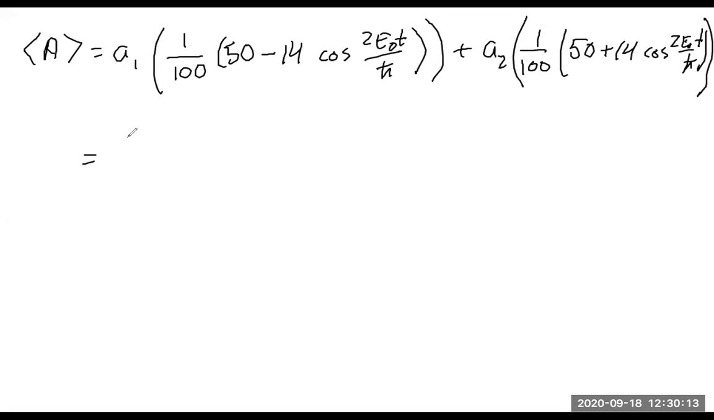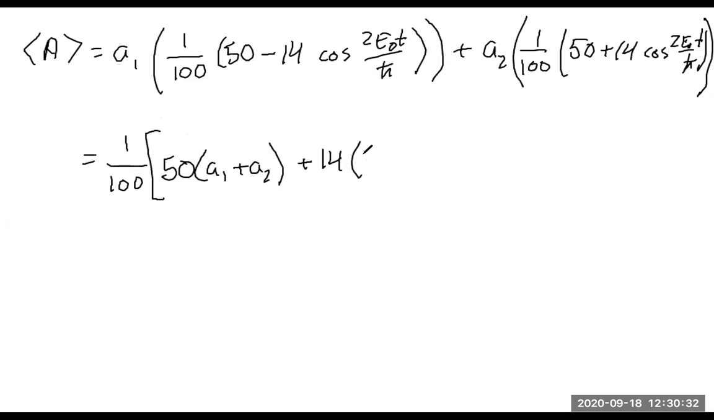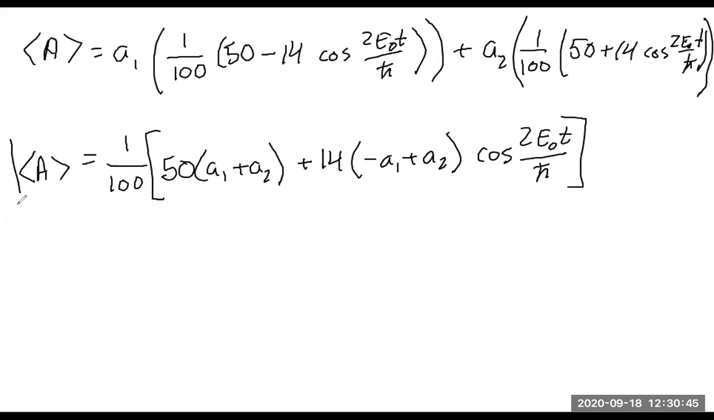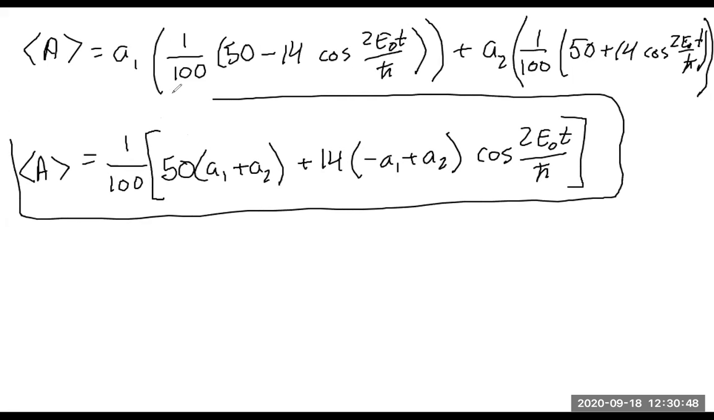So I'm just going to do a little bit more simplification. So this is 1 over 100 times now 50 times A1 plus A2, plus 14 times minus A1 plus A2 times the cosine of 2 E naught t over h bar. And this is the expectation value of A. I don't know what A1 and A2 are, so there's no point in going any further than this.